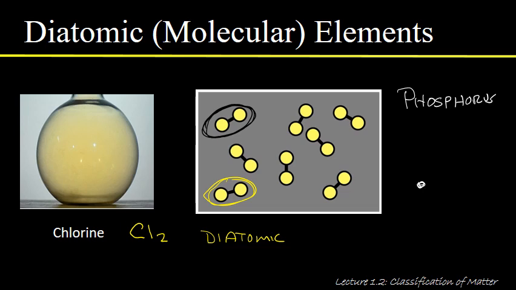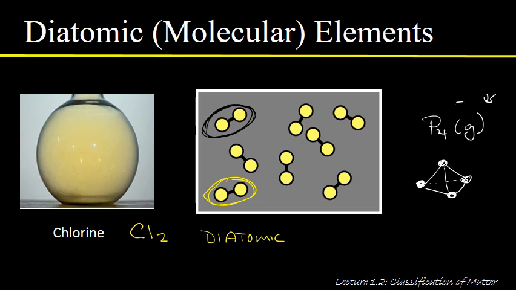Makes these little 4-atom triangles. Right? And so phosphorus in the gas phase exists in these little 4-atom molecular units. Right? So my point with that is that it doesn't matter how the atoms are connected.